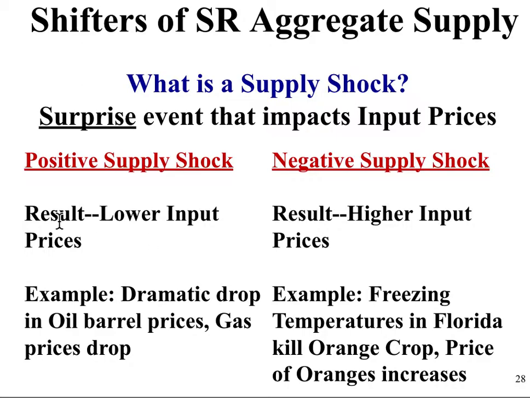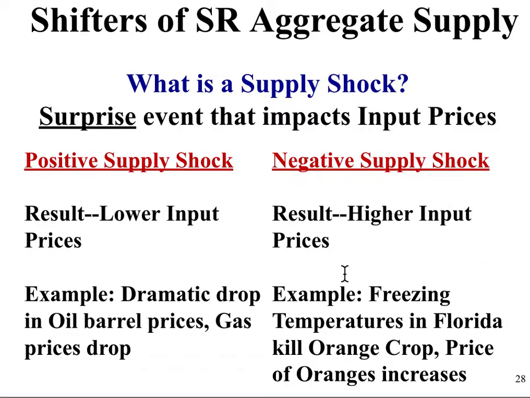On the converse of that, if we see a positive supply shock, it's still a surprise event impacting input prices, but something like a dramatic drop in oil barrel prices is really helpful for companies who need to buy oil, and it would decrease the cost of gas. Then we would see a lower input price that would cause a positive supply shock. So positive supply shocks always shift the curve to the right, where negative supply shocks always shift this aggregate supply curve to the left.